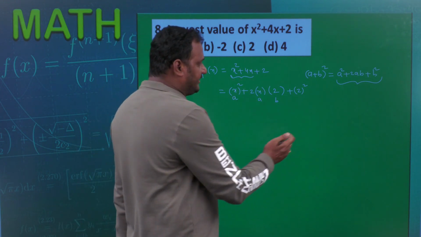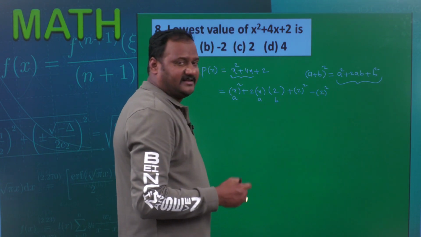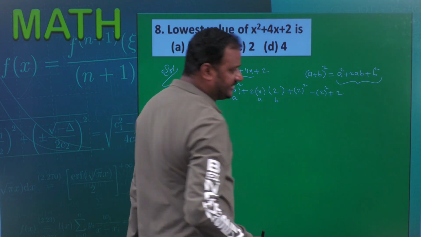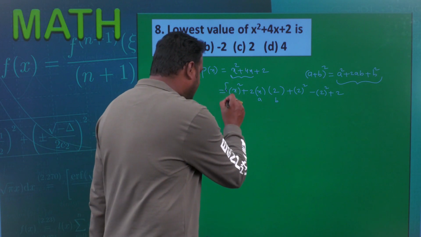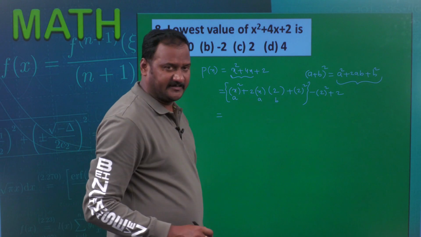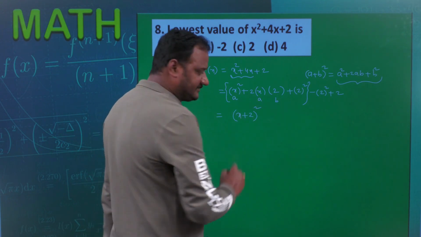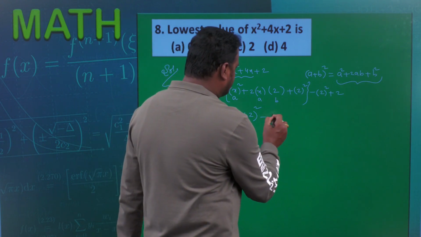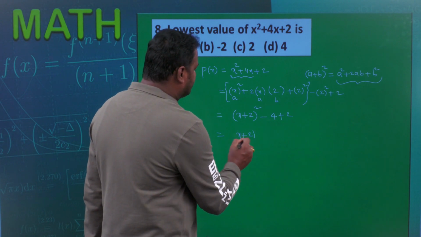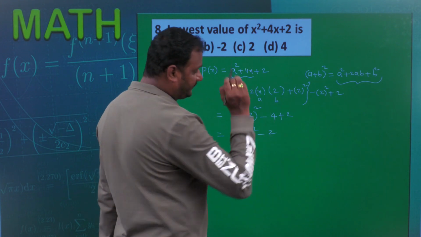But 2 square is not there. For balancing, I will write one more 2 square, because I have added and then I am subtracting. I did not use this plus 2, I will use plus 2. Hope you understand this. See, from here to here is in the form of a square plus 2ab plus b square. It means a plus b whole square, right. Next one is minus 2 square equal to 4 plus 2. So, totally I would write this as x plus 2 whole square minus 4 plus 2 is equal to 2.